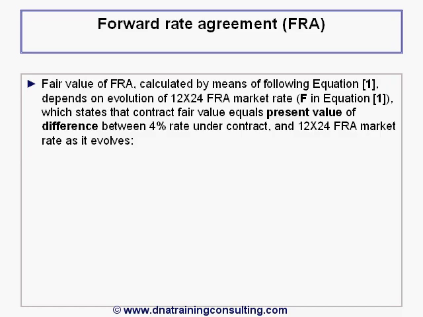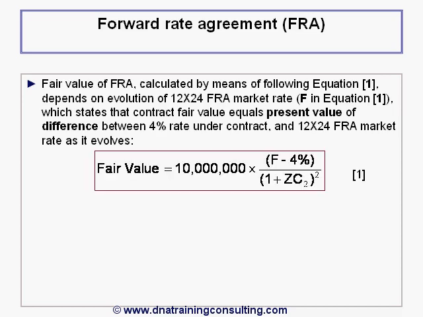The fair value of the FRA contract, calculated by means of the equation about to appear, equation 1, depends on the evolution of the 12 by 24 FRA market rate, F in the equation, which simply states that the fair value of the contract equals the present value of the difference between the 4% rate locked in under the contract and the 12 by 24 FRA market rate as it evolves, where ZC2 is the 2-year zero coupon rate.